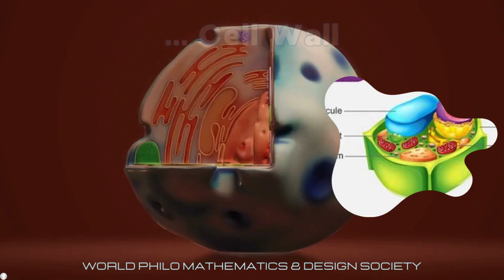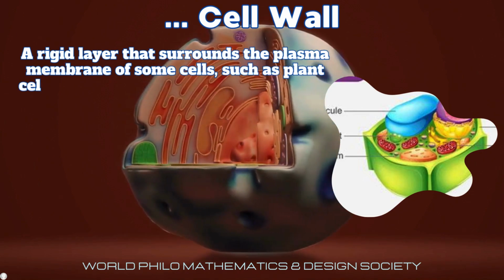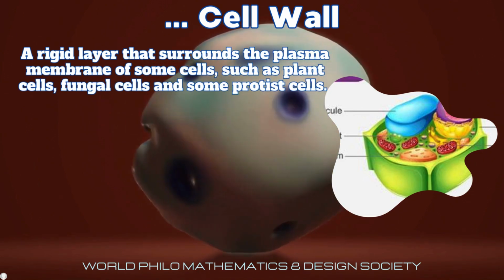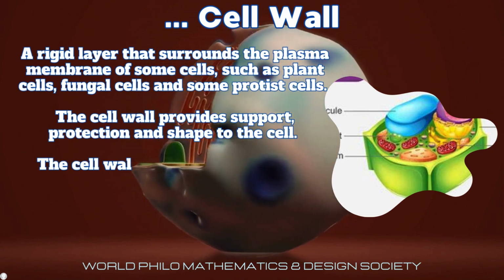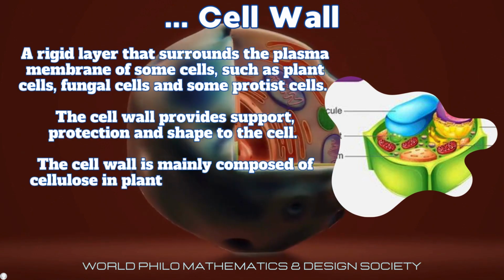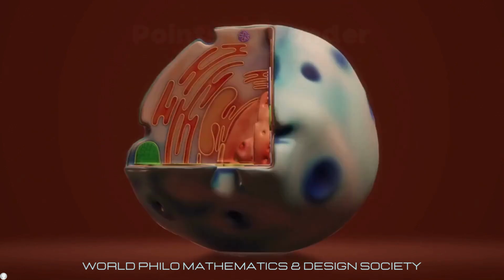The cell wall is a rigid layer that surrounds the plasma membrane of some cells, such as plant cells, fungal cells, and some protist cells. The cell wall provides support, protection, and shape to the cell. The cell wall is mainly composed of cellulose in plants, chitin in fungi, and peptidoglycan in bacteria.